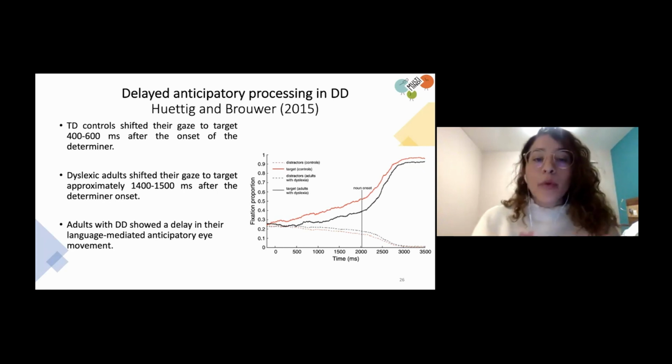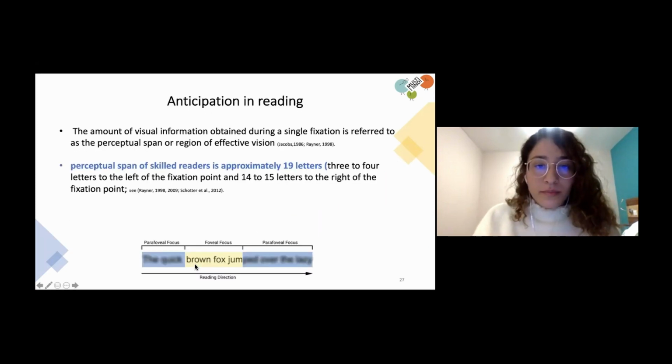So it means that both individuals with and without dyslexia were able to extract gender information from the determiner to predict the upcoming noun, but individuals with dyslexia seem to be delayed.